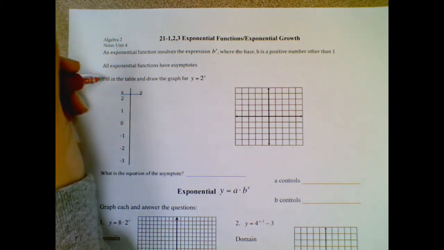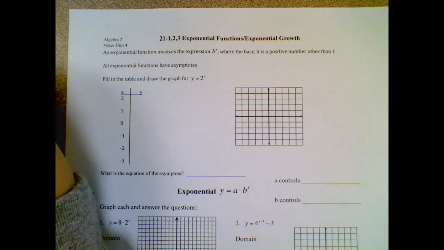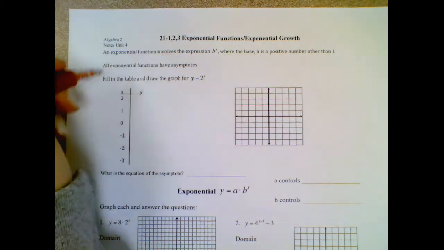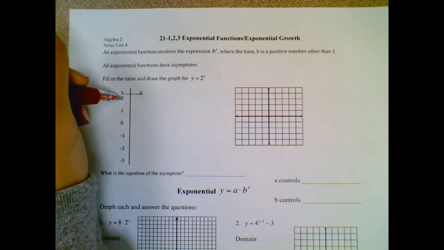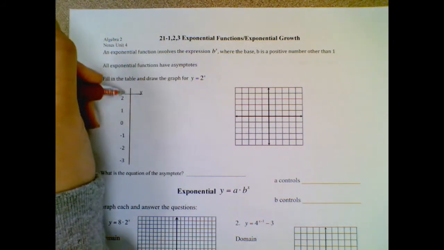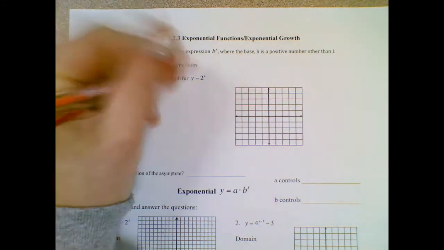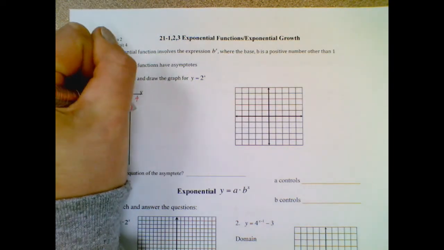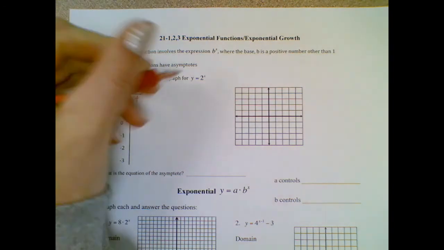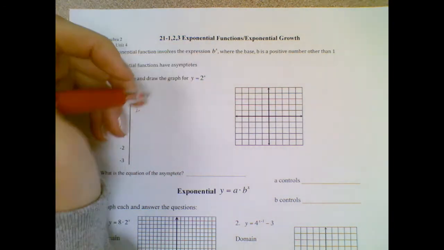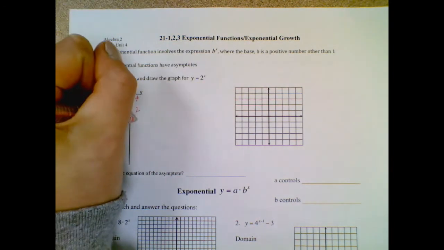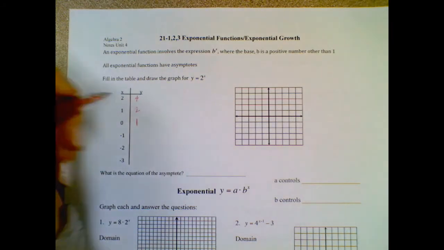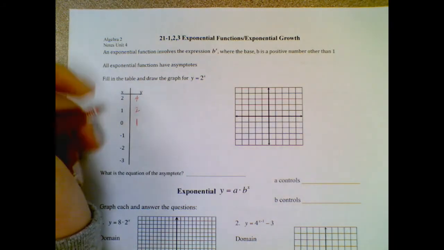All right, so first it says to fill in the table and draw the graph for y equals 2 to the x power. So we're going to take these numbers and plug them into the exponent right here. So 2 to the second power is 4. 2 squared is 4. 2 to the first is just 2. 2 to the 0 power, anything raised to the 0 power always equals 1. Okay.